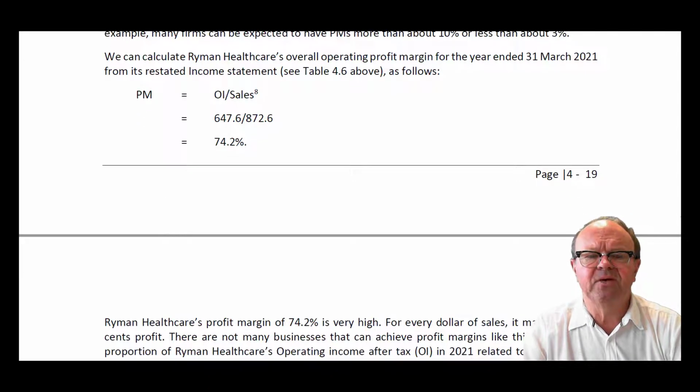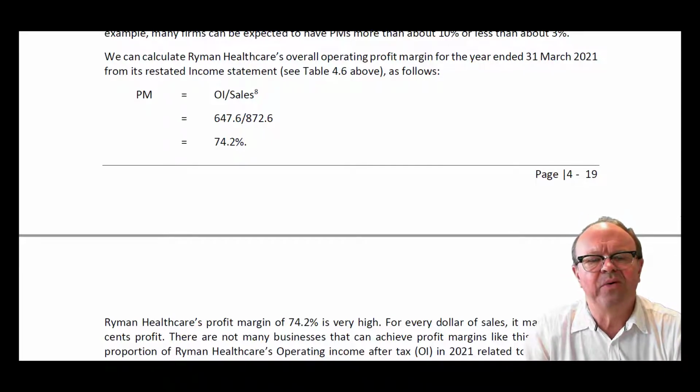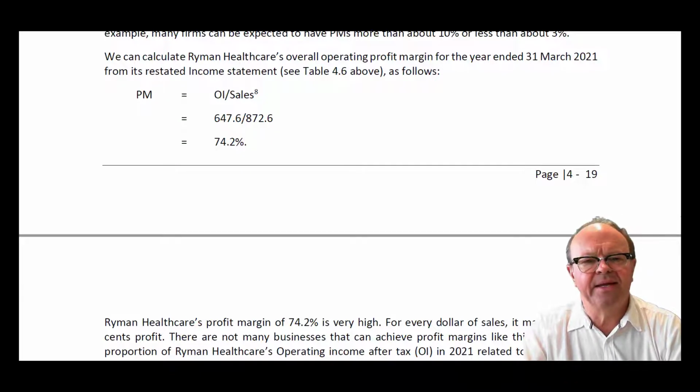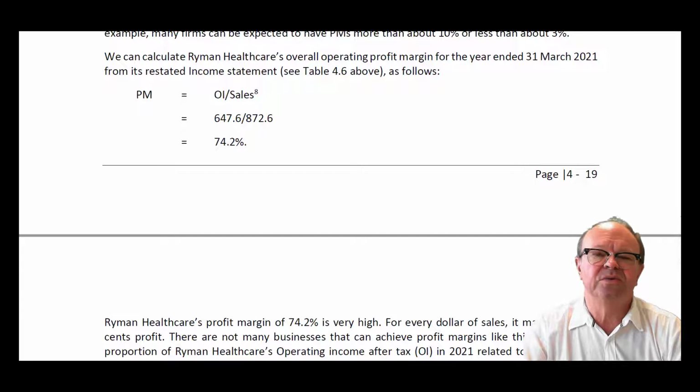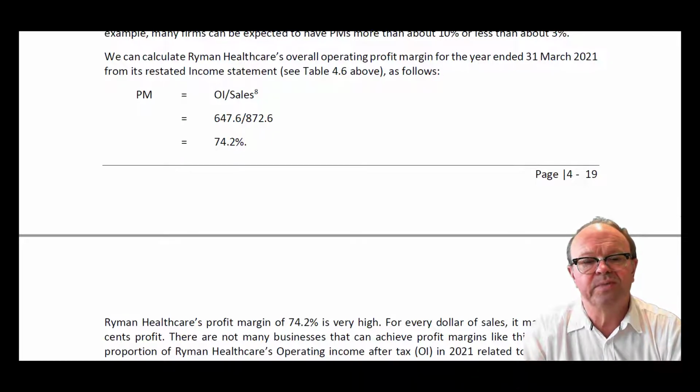We can calculate Ryman Healthcare's overall operating profit margin for the year ended 31 March 2021 from its restated income statement. See Table 4.6 above as follows. Profit margin equals operating income divided by sales, which equals 647.6 divided by 872.6, which equals 74.2%.